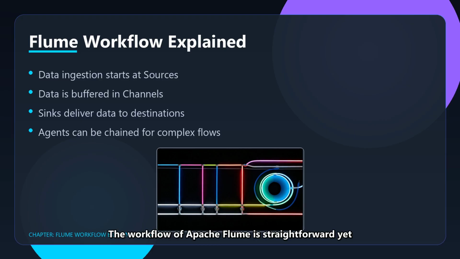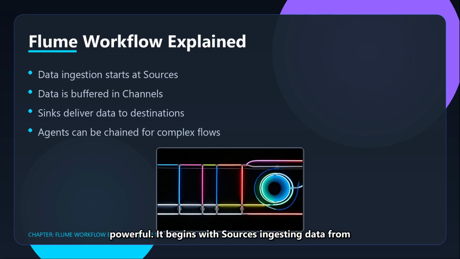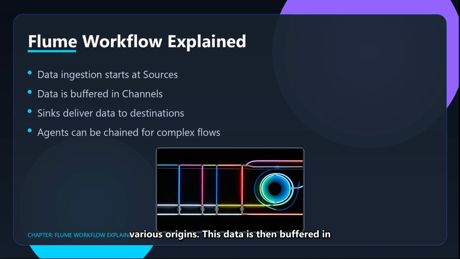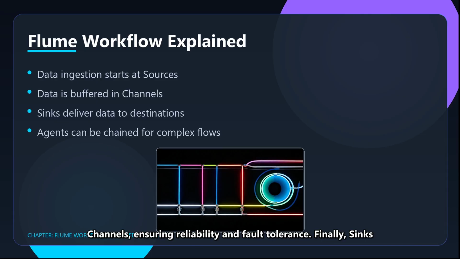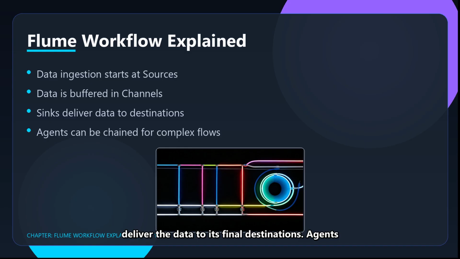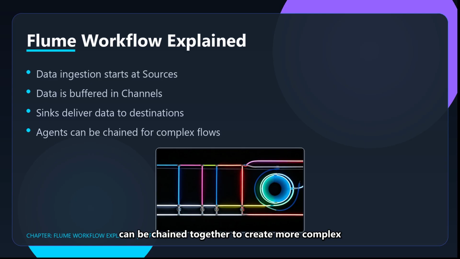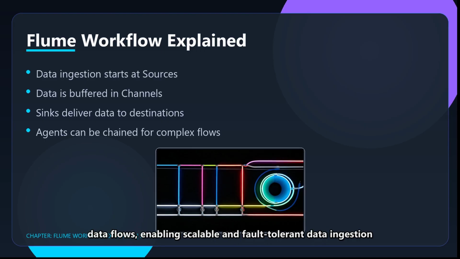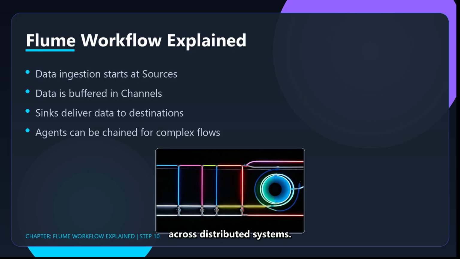The workflow of Apache Flume is straightforward yet powerful. It begins with sources ingesting data from various origins. This data is then buffered in channels, ensuring reliability and fault tolerance. Finally, sinks deliver the data to its final destinations. Agents can be chained together to create more complex data flows, enabling scalable and fault-tolerant data ingestion across distributed systems.